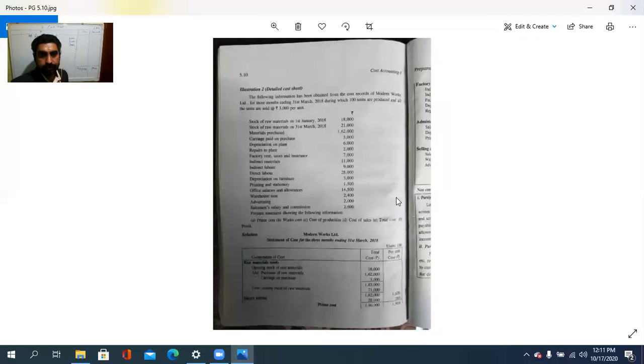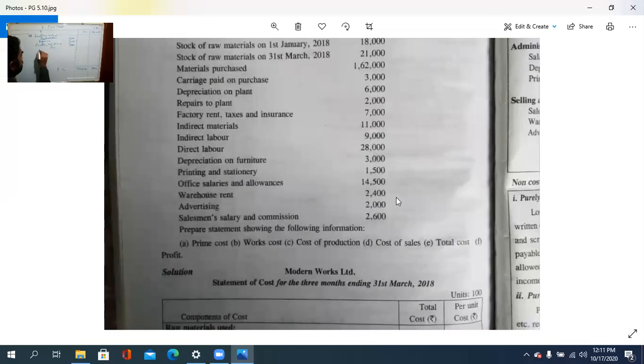So indirect material is 11,000. Indirect labor, how much is it? 9,000. So take the total of this.